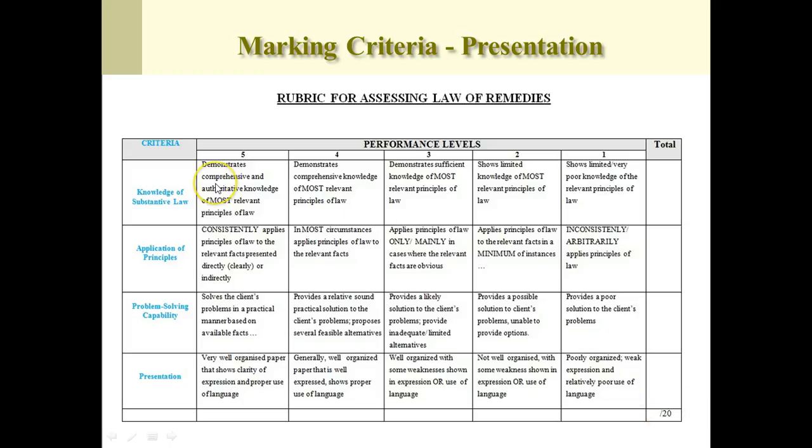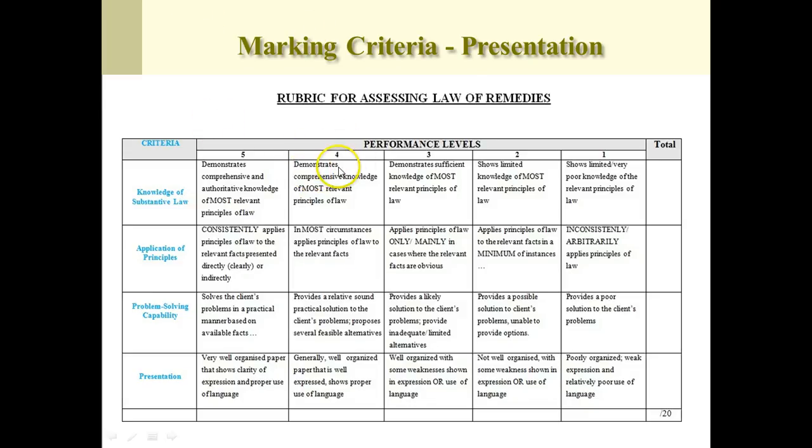So when we look at the knowledge of substantive law, we ask ourselves in relation to what you have done, whether you demonstrate comprehensive and authoritative knowledge of most relevant principles of law. And I say comprehensive because you have to demonstrate that you know the law and you know most, and that knowledge is a good knowledge. Because it's an examination situation, I don't expect it to be perfect, but it should be comprehensive. And for a 5, it has to be authoritative, meaning that you have to demonstrate your knowledge of the law based on authority, whether the authority is case law or legislation or whatever.